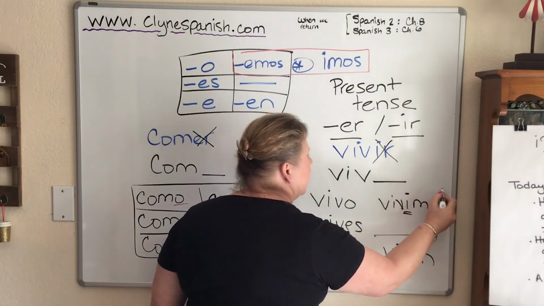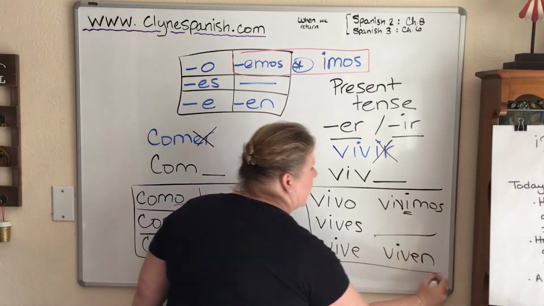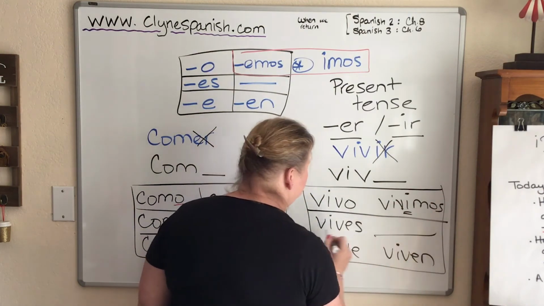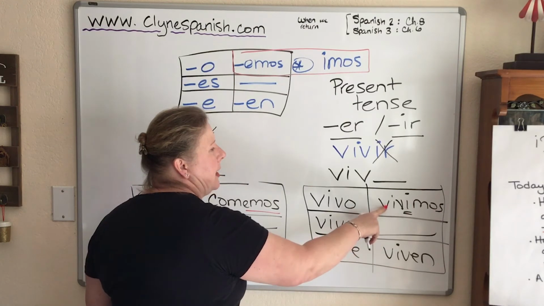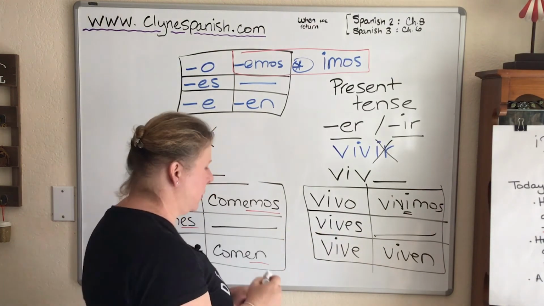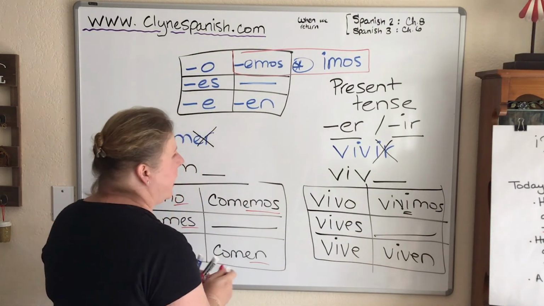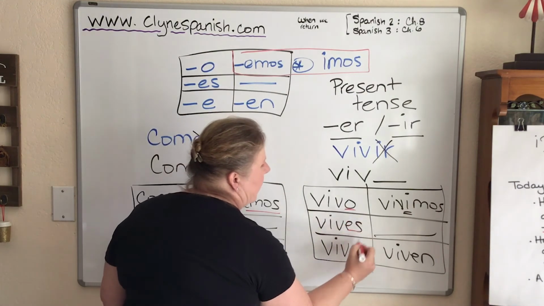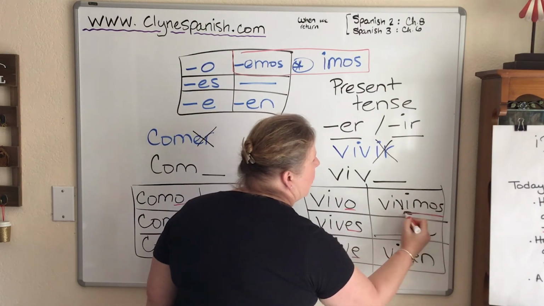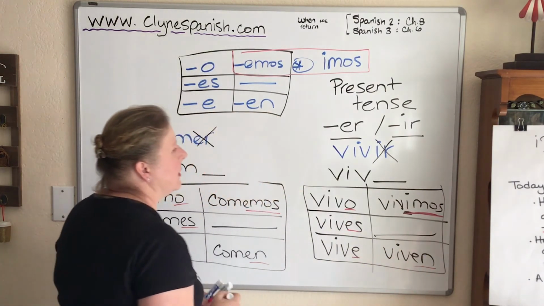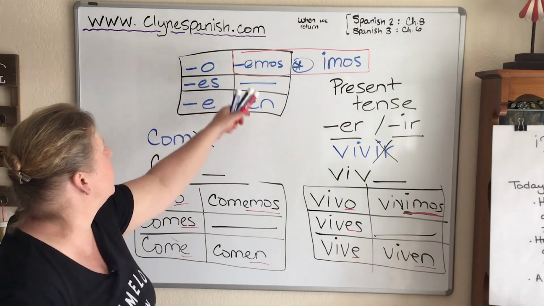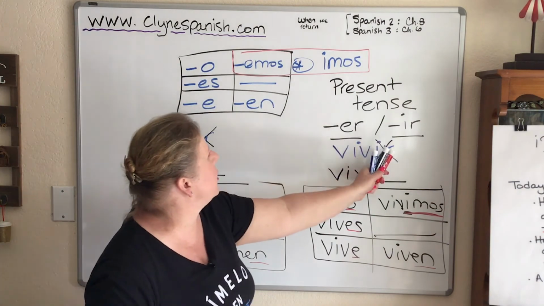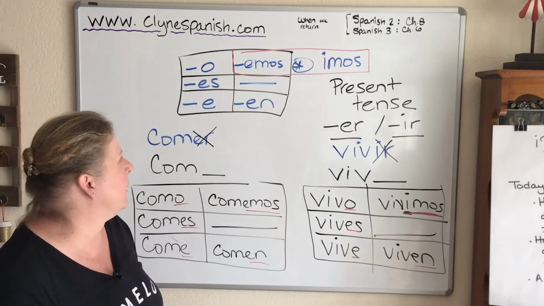All right, again, note your chart. It's here. That's why you have to know that you've got the yo form in that first box, tú, él, ella, usted, nosotros, ellos, ellas, ustedes. And again, here's your o, s, e, imos, and n. That's what you've got to watch out for. So they share the same conjugations. You just have to watch out if it's an IR verb.